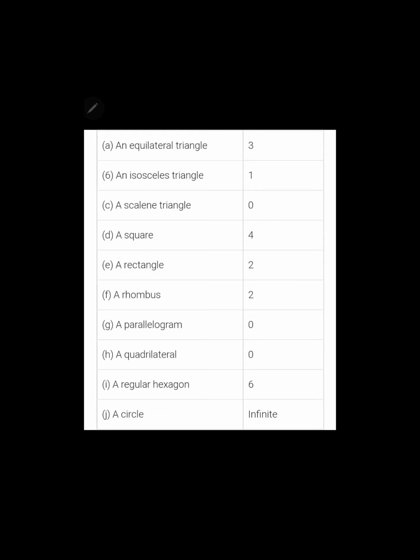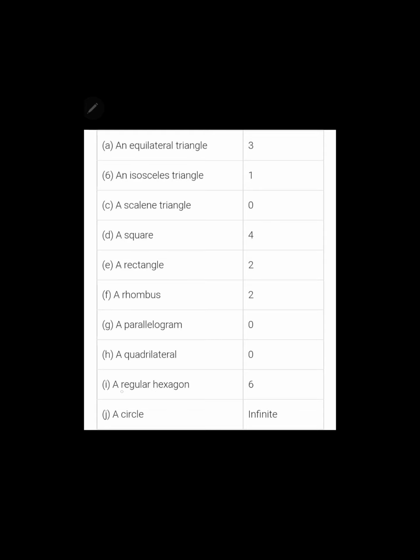A scalene triangle has all sides different. Due to this reason, there is no line of symmetry. A square has 4 lines of symmetry. We can divide the square into equal parts. In a rectangle, there are 2 lines of symmetry, because opposite sides are equal, only 2 lines of symmetry are there. When we come to the rhombus, we also have 2 lines of symmetry. A parallelogram has no line of symmetry, and a quadrilateral also has no line of symmetry.